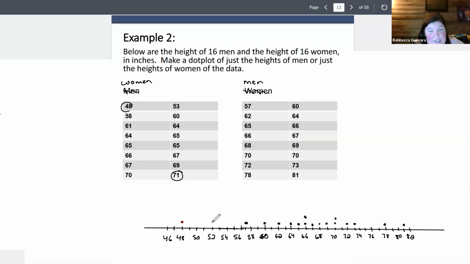So we had that 48, that 52, we had a 58, and then we had a 60. So now we're getting some duplicates. A 61, we had a 64, we had more 65s, we had 1, 2, 3 more to add. Then we did have another 66 to add, a 67. We don't have a 68, but we do have a 69. We do have a 70, and then we do have a 71.